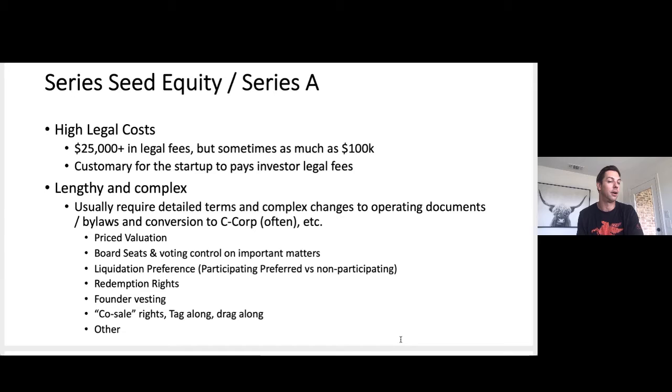Understanding what the right liquidation preferences are to use, redemption rights, and understanding how and when investors are going to get their money back. At least thinking about it.